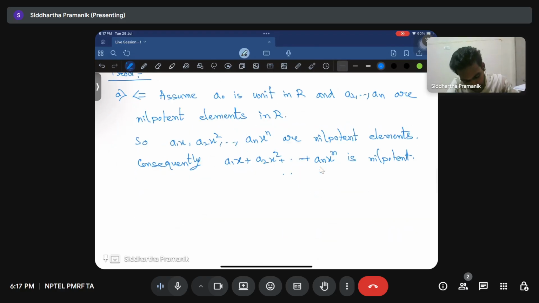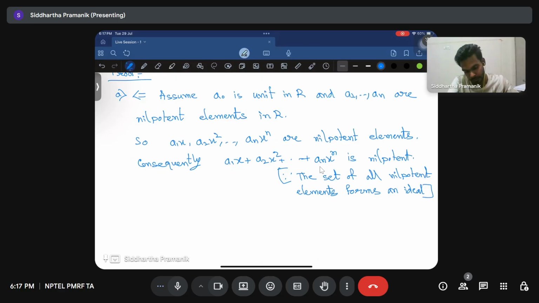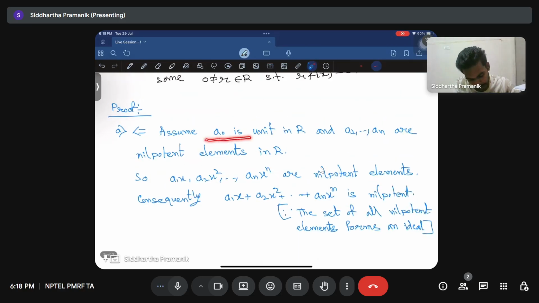This is because the set of all nilpotent elements forms an ideal, which is known as the nil radical. So a0 is a unit and this element is nilpotent. So what about the sum?